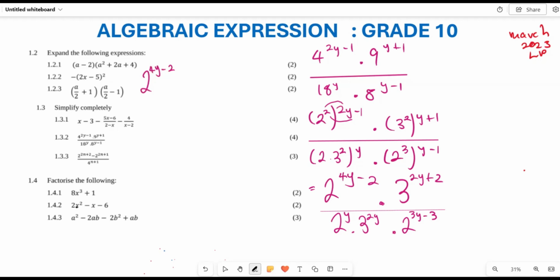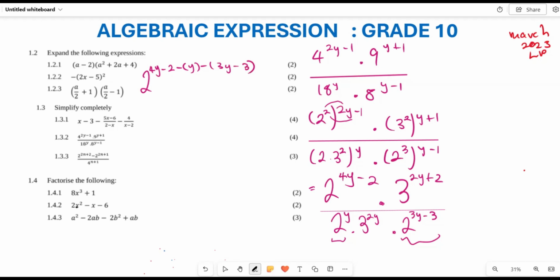Now, when I look at my denominator, I have this as my 2 and I also have this as my 2, right? And I know that the second law states that if you divide powers of the same base, you subtract the exponents. So this is going to be subtract y, which is this one. And then this is also going to subtract 3y, subtract 3, isn't it?